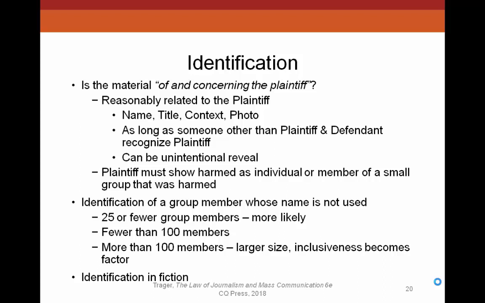All right, so that's the second element, identification. That gets us through that. So we've got publication, we've got identification, and we'll move on to the next one.